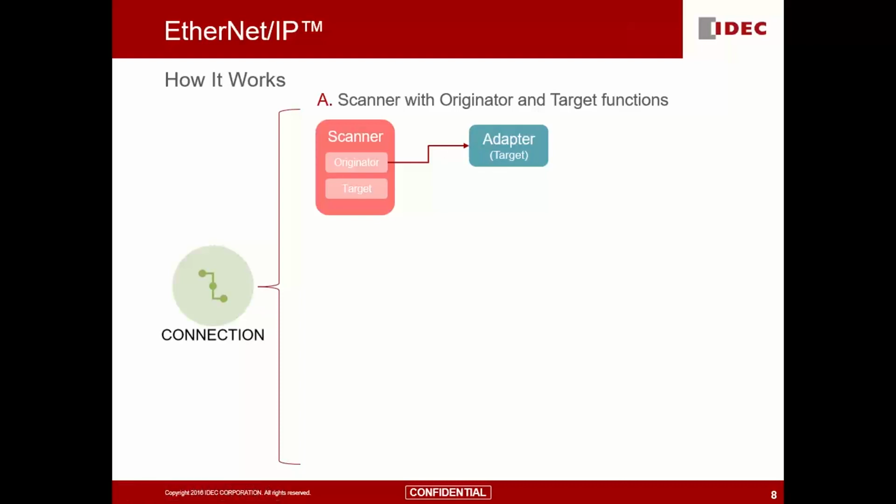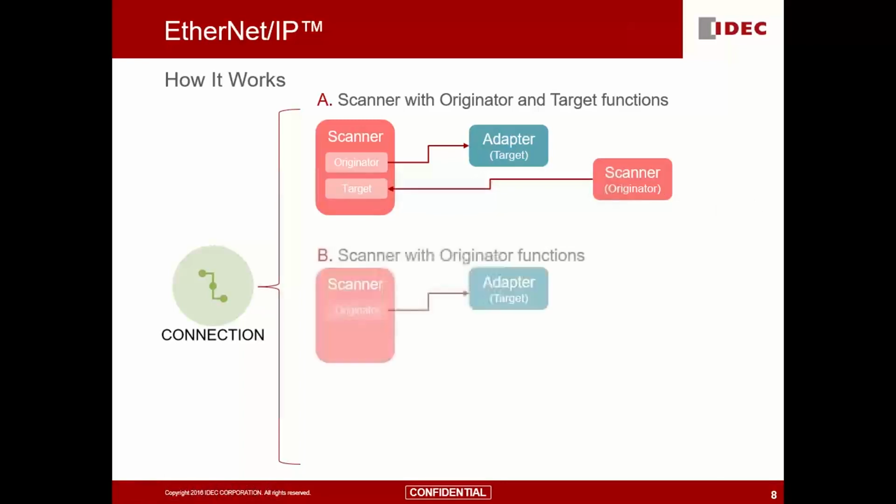Now let's say a second scenario where you also have a scanner on this side and then another scanner on this side. Because this scanner has the target function and this scanner has the originator function, this scanner can make a connection to the scanner device on the left. So as you can see right here, if you have a scanner with originator and target function, it can talk to adapters, and it also can talk to another scanner device. Okay, hope that makes sense.